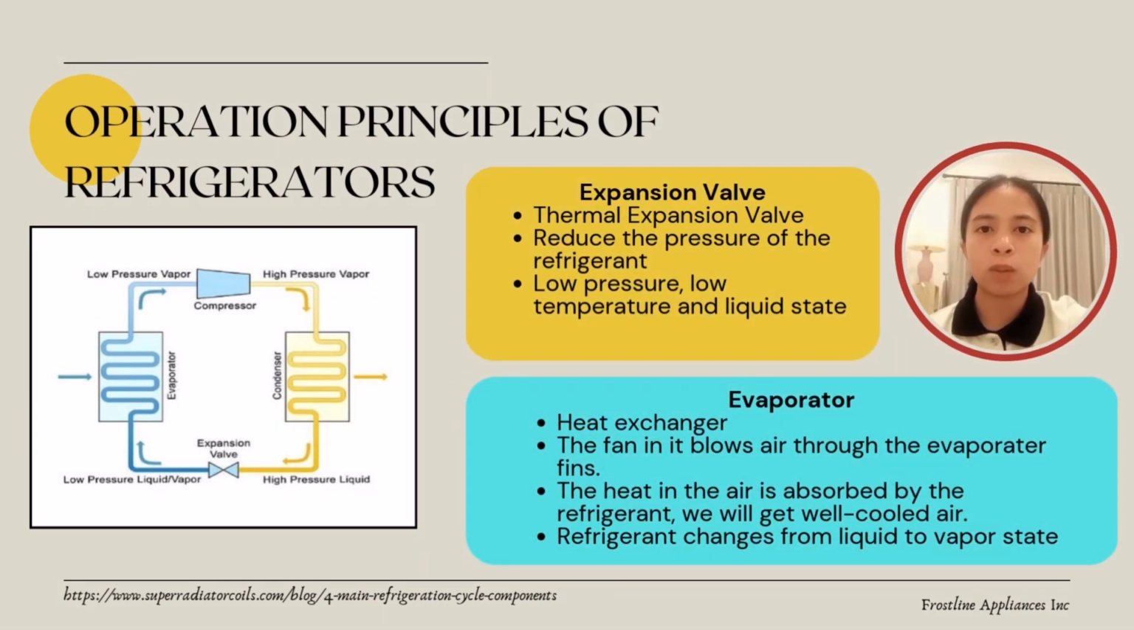Next, the refrigerant goes to the expansion valve. The thermal expansion valve is mostly used in many places. Its job is to reduce the pressure of the refrigerant that comes from the condenser at high pressure. The refrigerant that comes out from the expansion valve is at low pressure, low temperature, and in liquid state, then goes inside the evaporator. The evaporator is another heat exchanger in the refrigerant cycle. The fan in it blows the air through the evaporator fins. When blown, the heat in the air is absorbed by the refrigerant. As the refrigerant absorbs the heat from the air, we get well-cooled air, and the refrigerant changes from liquid state to vapor state. Then the refrigerant enters the compressor again, and the process starts again. This is how the refrigerant cycle works.